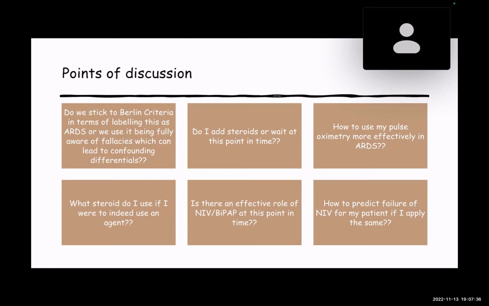NIV, though it's not routinely recommended in the patient of ARDS, it can be used in acute hypoxemic respiratory failure, like acute exacerbation of COPD and acute pulmonary edema, where its use is well defined. Also, in some immunocompromised patient, we can use NIV. Okay. And then the next is how to predict failure of NIV.